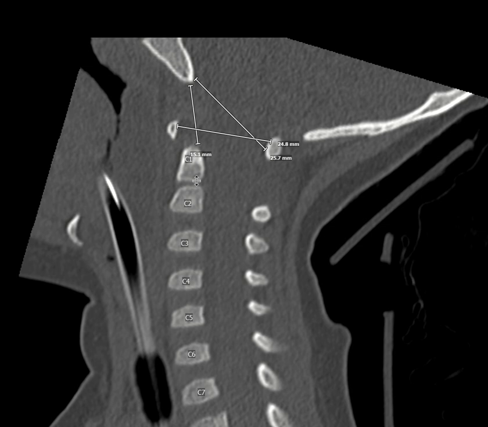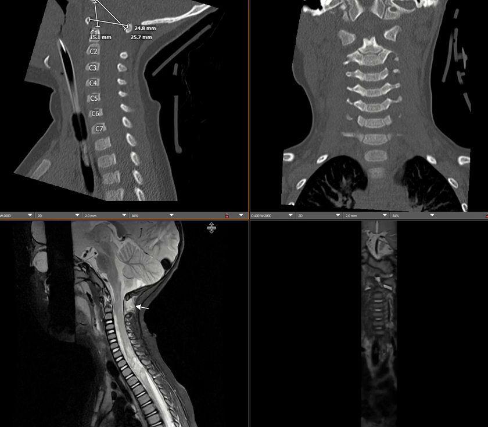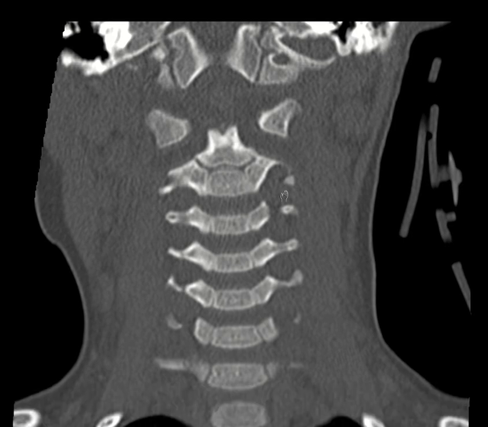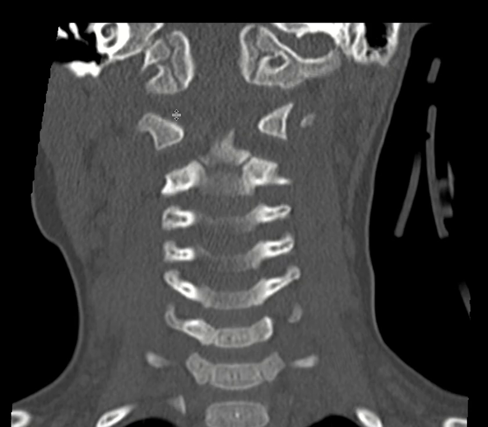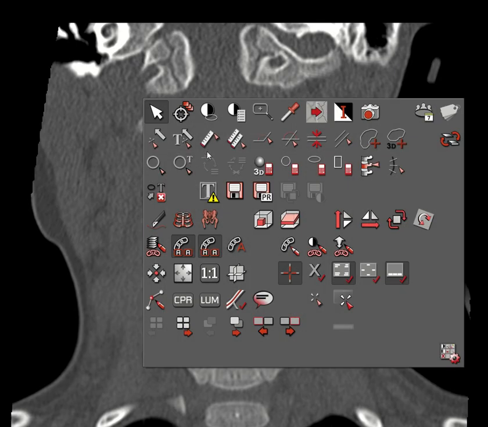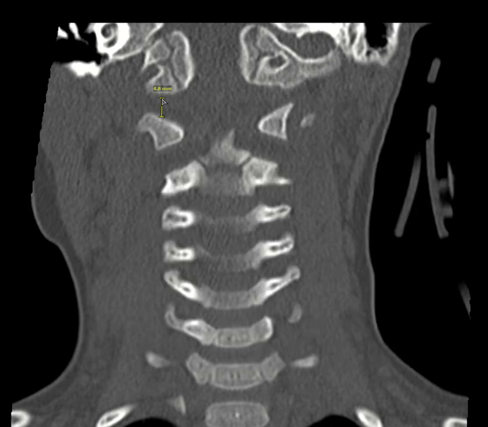So we are already concerned about this, but we need to go to the coronal view as well. If you look at the coronal view, you see that the distance in the atlanto-occipital joint is widened. This distance shouldn't be more than 2 millimeters, but now you see it's a lot wider, almost 6 millimeters.